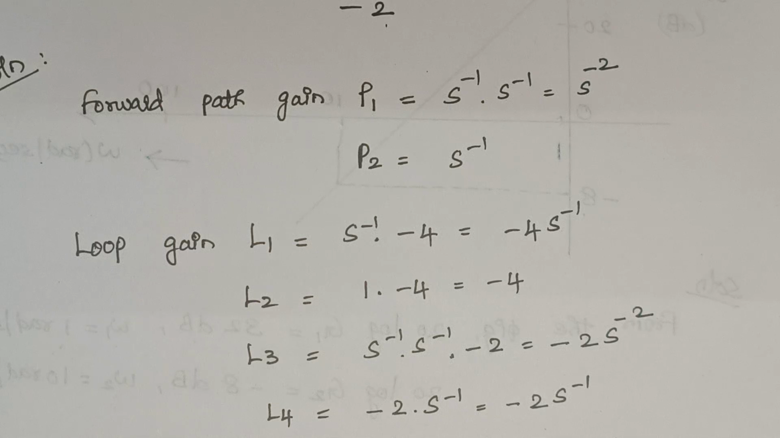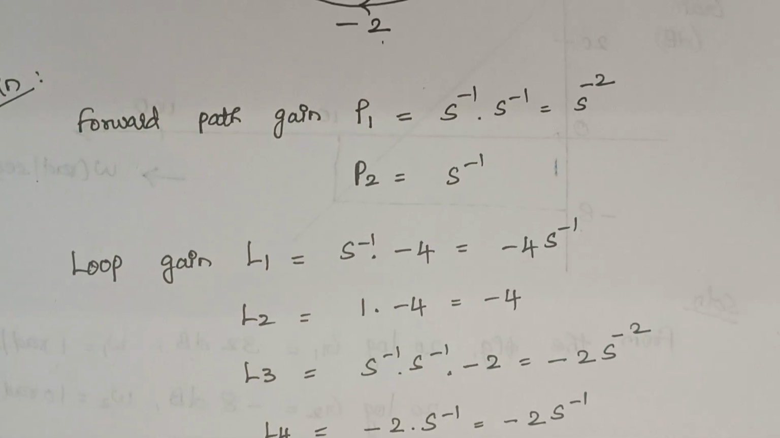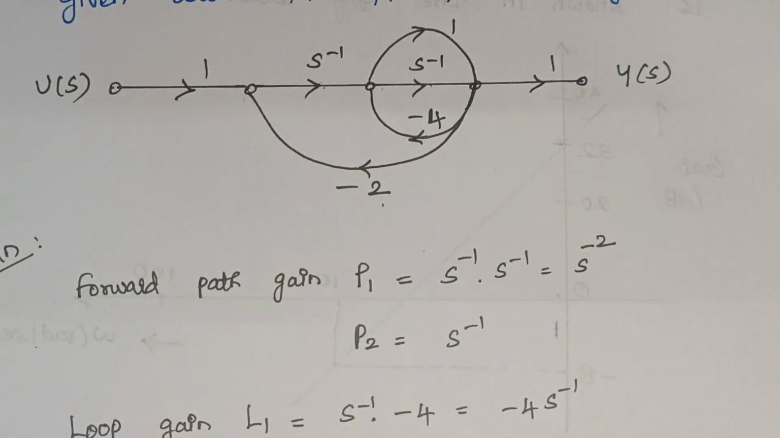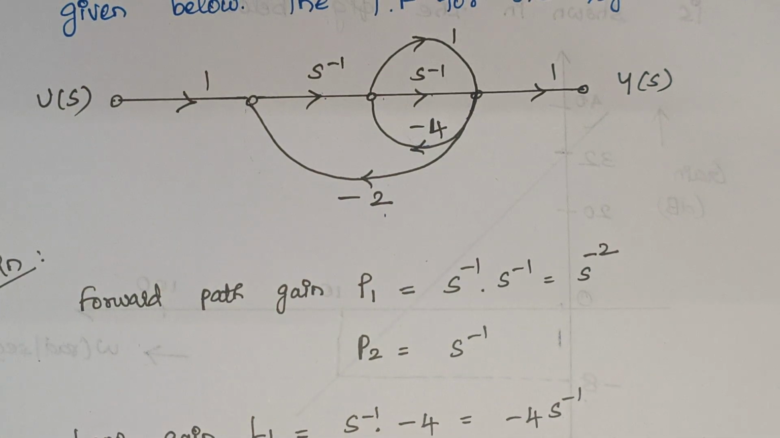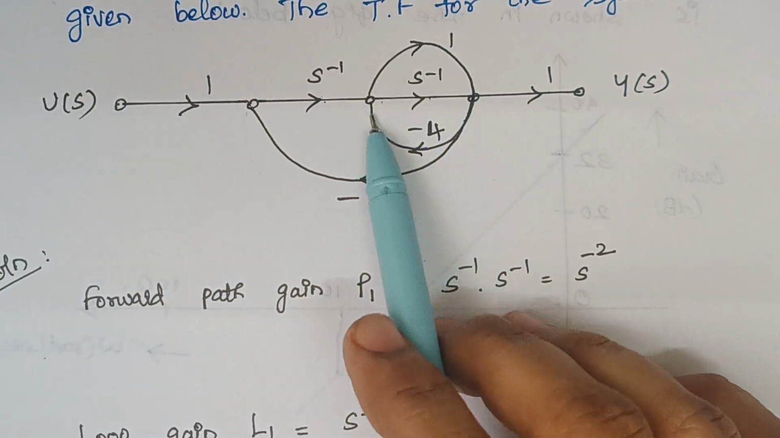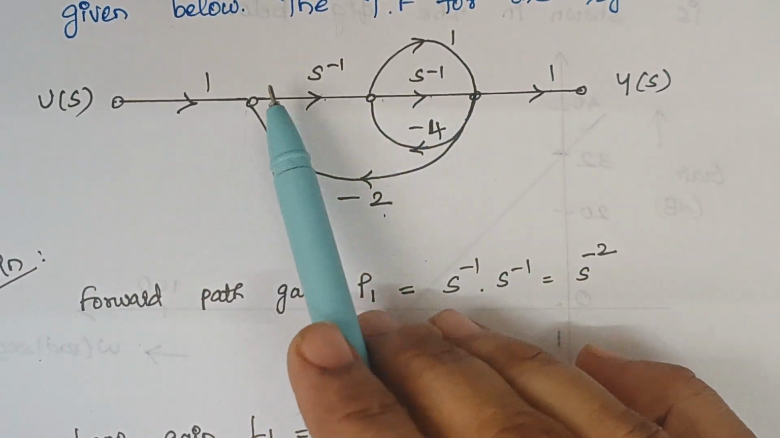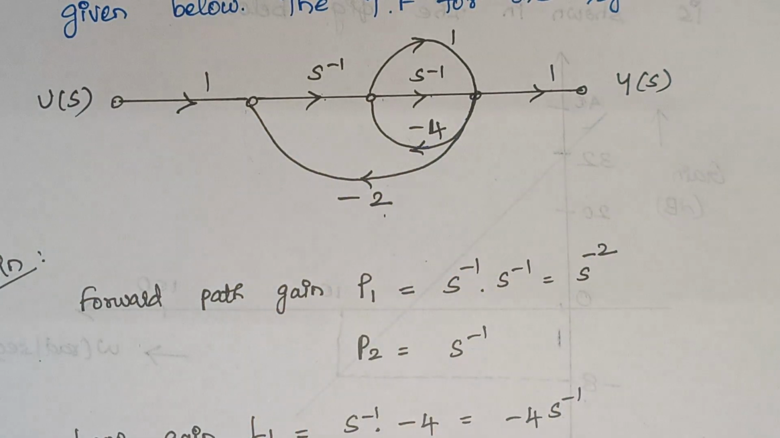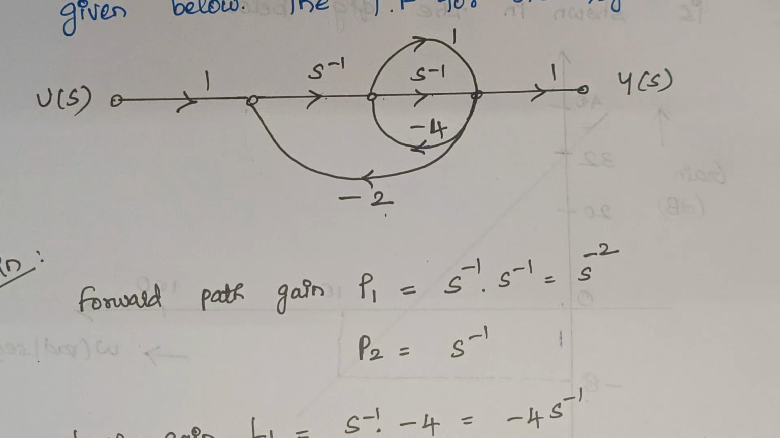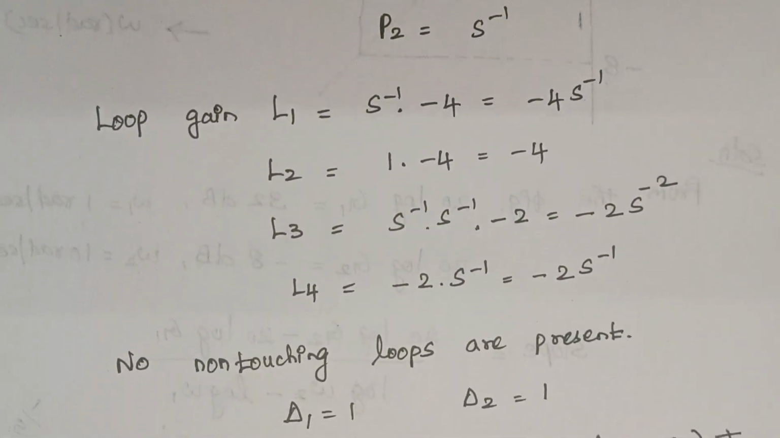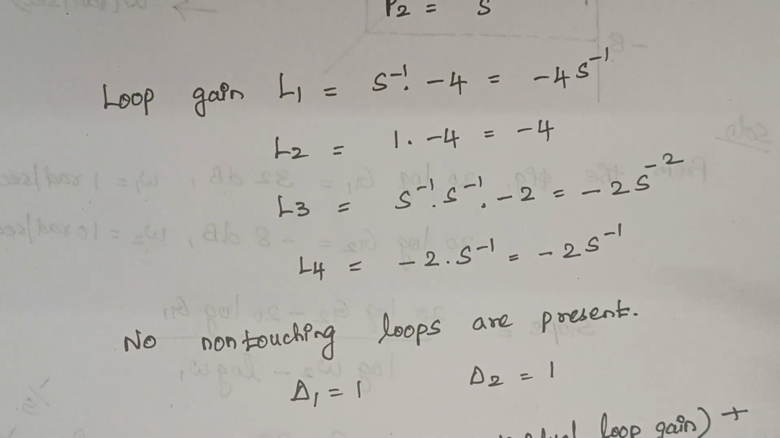Right. The next thing is we have to find the non-touching loops also. But here comparatively there are no non-touching loops, right? Because one loop is this and another loop is this, and again the third loop is like this and the fourth loop is like this. They always tend to share some common nodes. So there are no non-touching loops in the first path as well as the second path. Therefore the value of del 1 and del 2 is equal to 1 here.